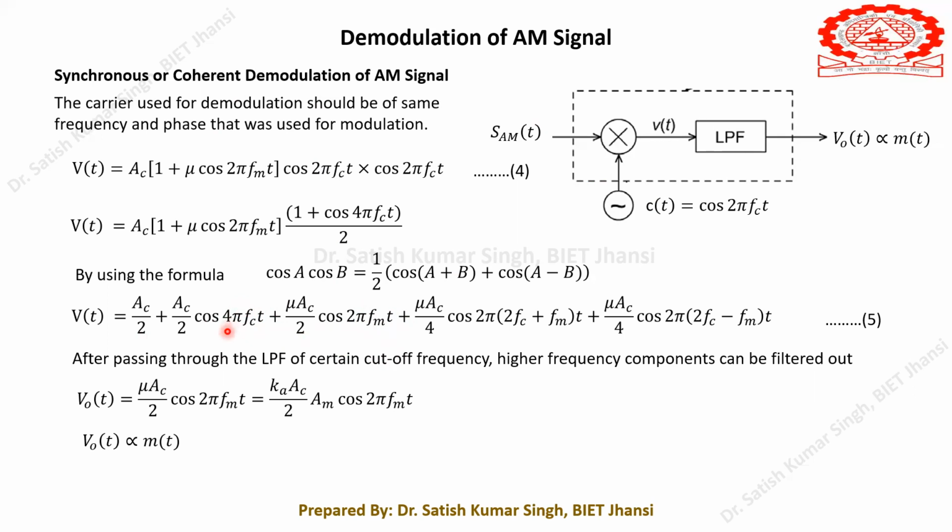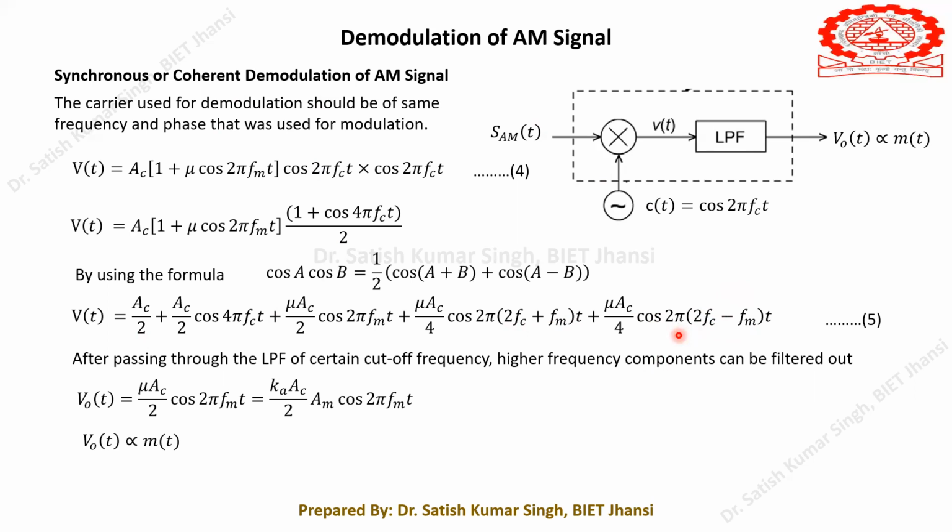So that delta will occur at 2fc, and here it will occur at fm and minus fm. Here it is at plus 2fc and minus 2fc. Here you can see we have another frequency component, which is at 2fc plus fm, and one more at 2fc minus fm. So from this equation itself, we can see that there are several frequency components available in the spectrum of v(t).